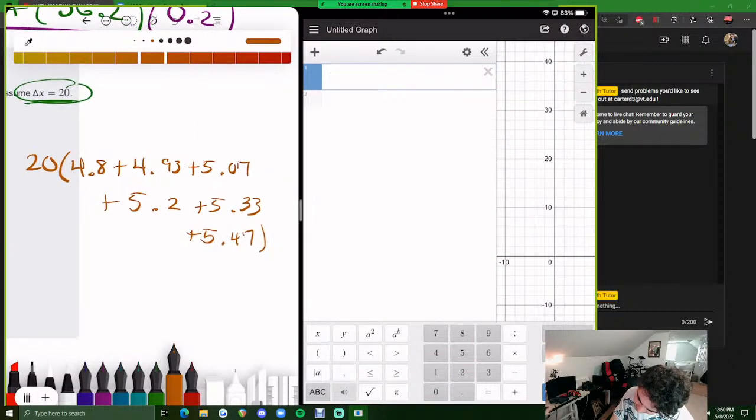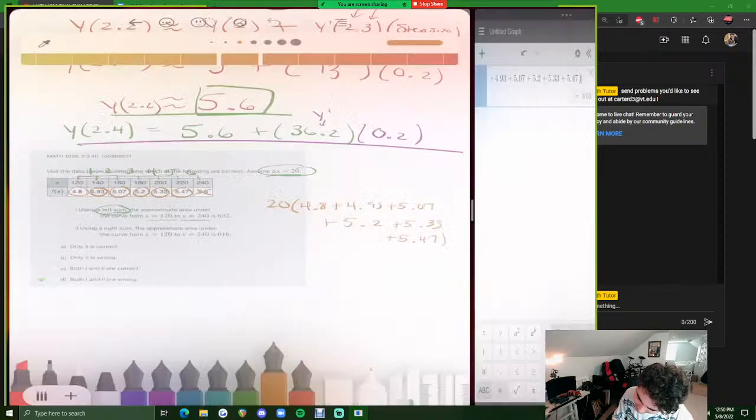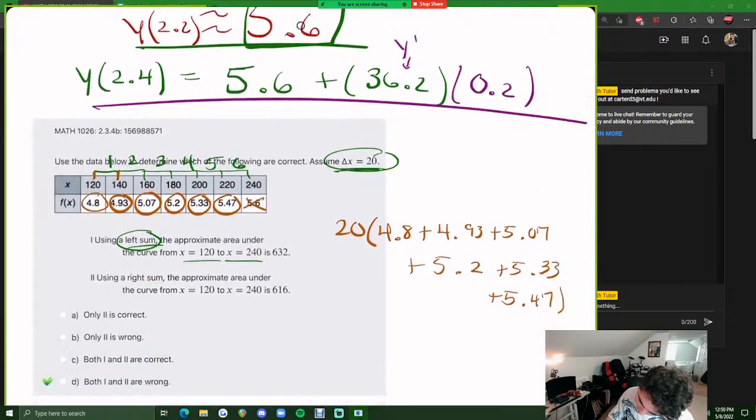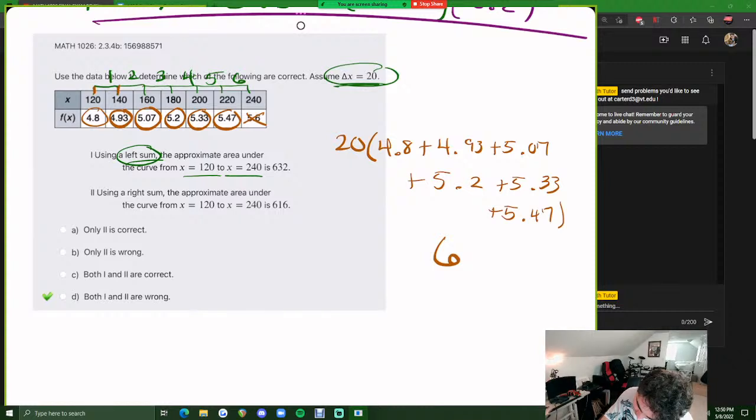So we want to do 20, and then in parentheses, 4.8 plus 4.93 plus 5.07 plus 5.2 plus 5.33 plus 5.47, and we get 616. So as a result, we get 616 for the left sum.